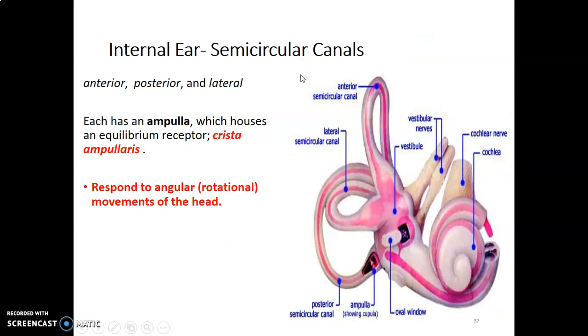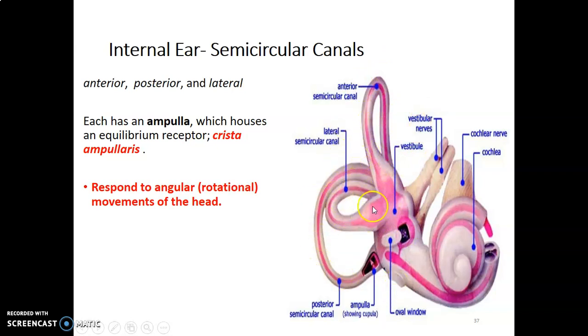In the inner ear, we also have the semicircular canals. We have three, oriented in three ways: the anterior semicircular canal, the posterior semicircular canal, and the lateral semicircular canal. So this is the anterior, this is the lateral, and this is the posterior semicircular canal.